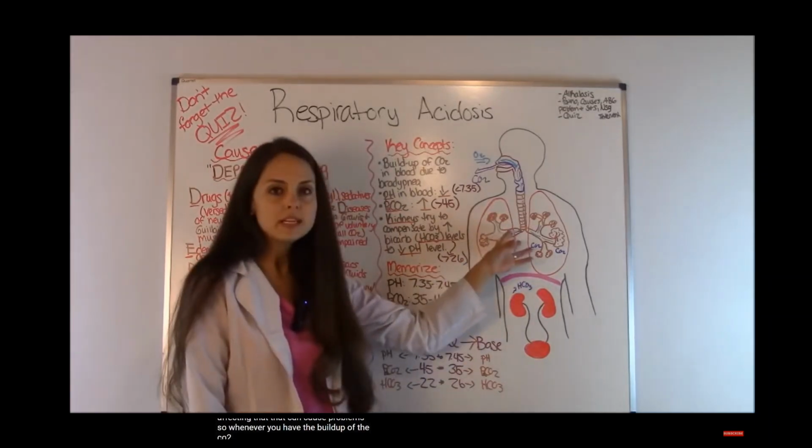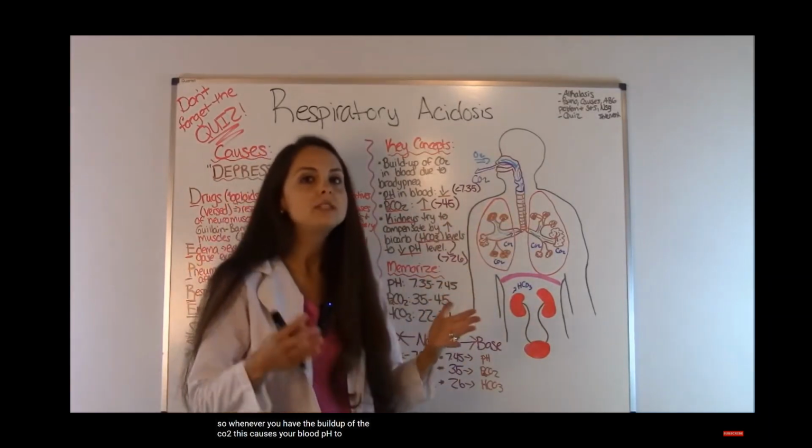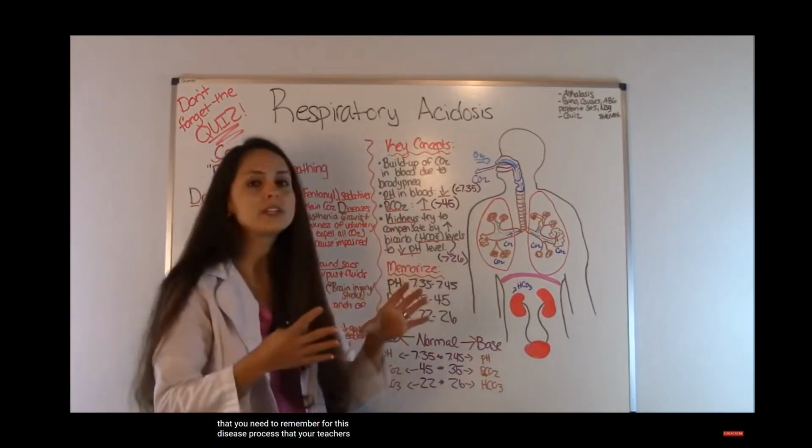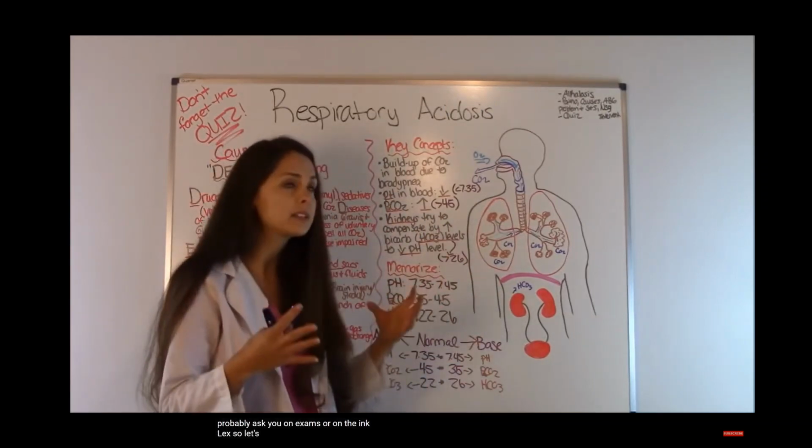So whenever you have the buildup of CO2, this causes your blood pH to become acidic. And here are some key concepts that you need to remember for this disease process that your teachers will probably ask you on exams or on the NCLEX. So let's look at these key concepts.